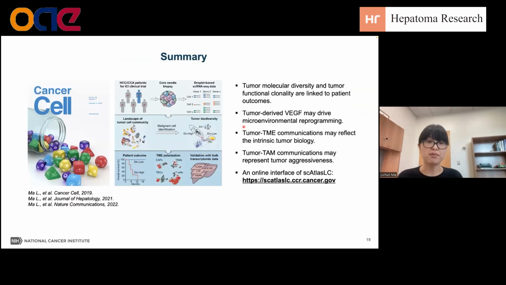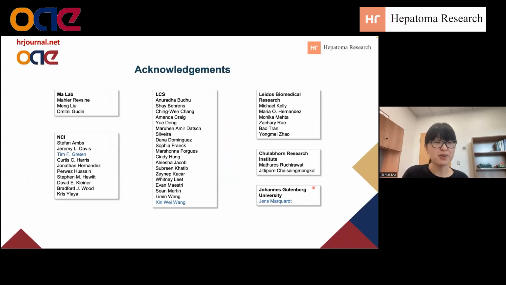In summary of the examples I have talked about, tumor molecular diversity and tumor functional clonality are linked to patient outcome. Tumor-derived VEGF may drive tumor microenvironmental reprogramming, and the communications between tumor cells and the tumor microenvironment may reflect the intrinsic tumor biology. Specifically, the communications between tumor cells and tumor-associated macrophages may represent tumor aggressiveness. We also have an online database called Single Cell Atlas in Liver Cancer for researchers to explore our single-cell data set.